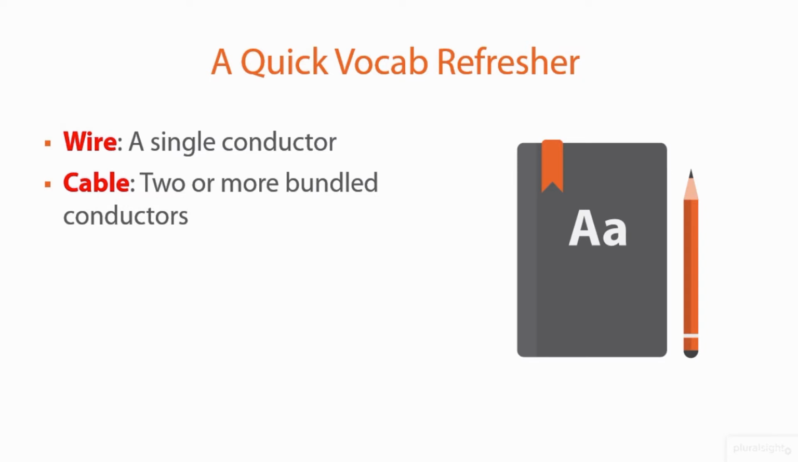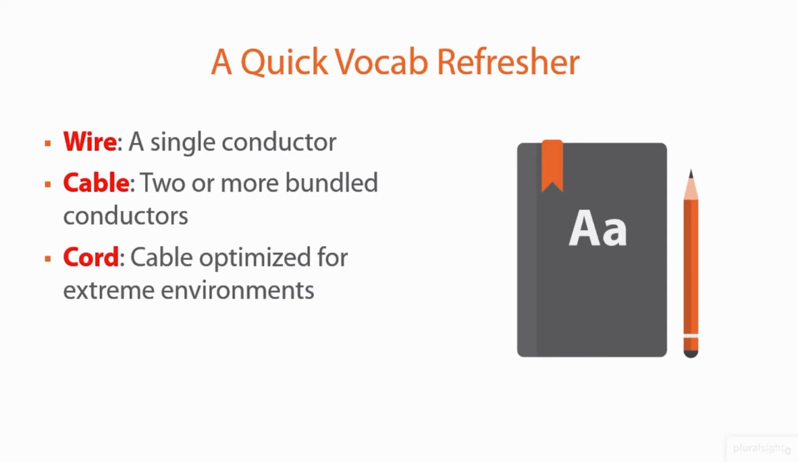A cable is formally defined as 2 or more bundled conductors. So an Ethernet cable certainly qualifies as a cable. It consists of multiple wires. Cord is sometimes used incorrectly for Ethernet cable. Technically, a cord is a cable that's optimized for extreme environments. For instance, the lamp that's on your desk has a very rigid and, dare I say, armored cord that is really technically a cable because it consists of multiple wires, but its use case is fundamentally different. It's meant to be manhandled, whereas you typically don't touch Ethernet cable very much once it's been terminated and connected.